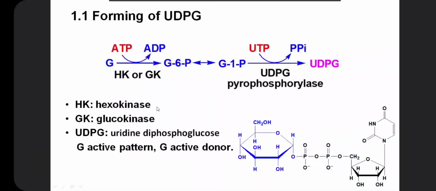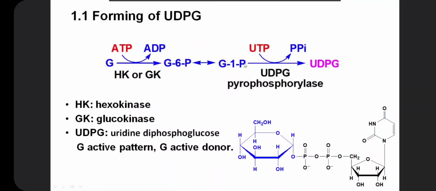The hexokinase has a high affinity to the glucose, but the glucokinase has very low affinity to the glucose. That means the Km value of the glucokinase is higher than the hexokinase, right? So this is very important to maintain the blood glucose level. Okay, and then the phosphoryl group can be switched from the 6 position to the 1 position by a second enzyme. This enzyme we named as mutase, phosphoglucomutase.